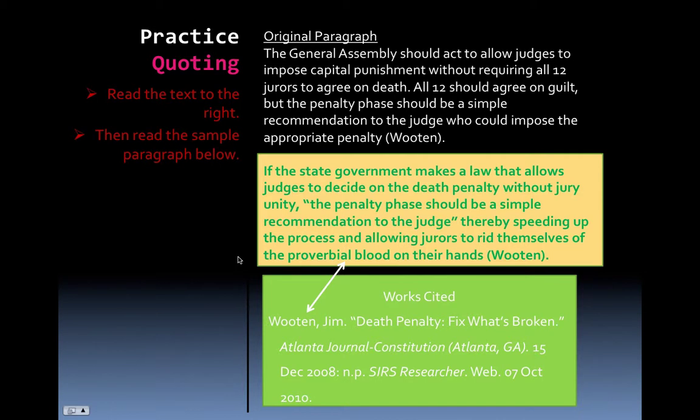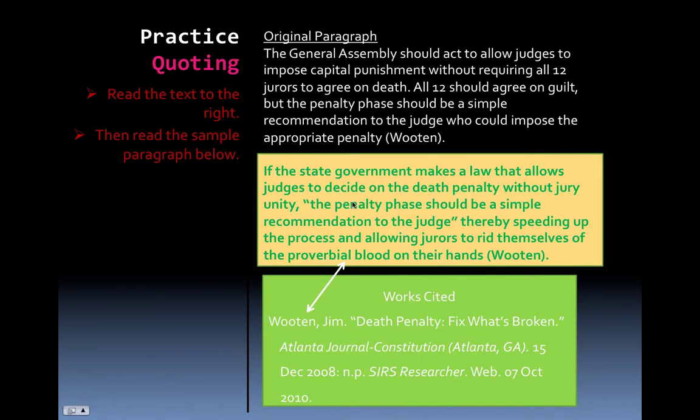So if the state government makes a law that allows judges to decide on the death penalty without jury unity, quote, the penalty phase should be a simple recommendation to the judge. Okay, right here. The penalty phase should be a simple recommendation to the judge, thereby speeding up the process and allowing jurors to rid themselves of the proverbial blood on their hands. This right here is an interpretation of what I'm talking about up here.